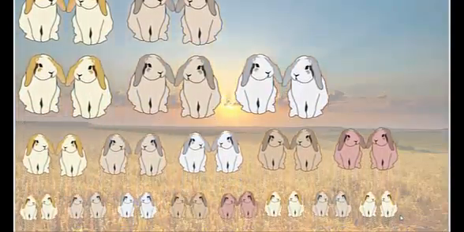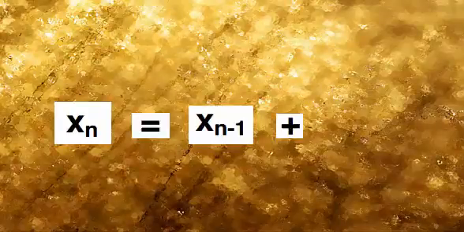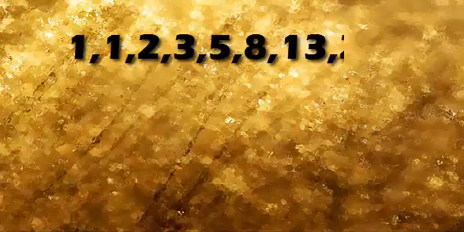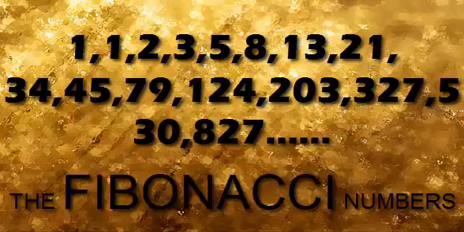And this process continues. This mathematical problem can be formalized as a sequence where the total population at month n depends on the population from the last month and 2 months ago. So the number of rabbits at the start of each month are 1, 1, 2, 3, 5, 8, 13, 21, and so on. These numbers are called the Fibonacci numbers.